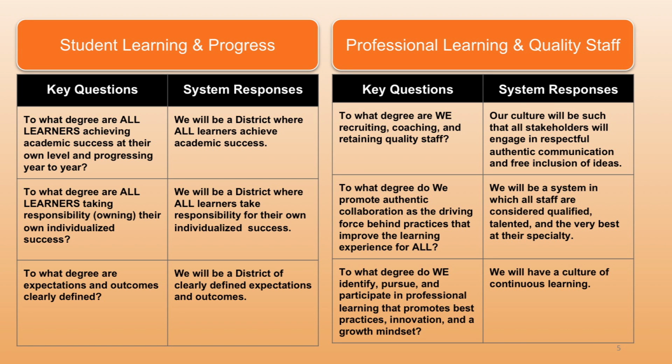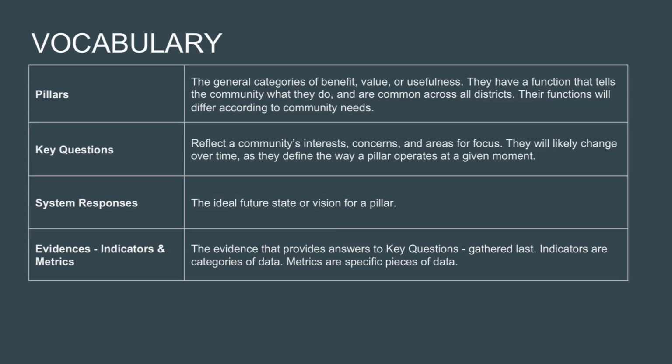If you remember, in our key questions, they all started with "to what degree?" So our evidences need to show and reflect to what degree we're successful or not successful in that particular pillar. To do this, we look through 2 lenses. One, a very broad, we call indicators. The other, a very narrow focus of data, we call metric. An indicator is much like a category of data. With the help of the visioning panel, we developed indicators for each of our key questions and system responses.